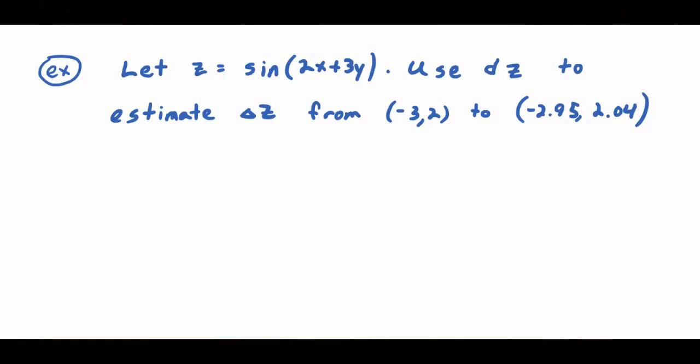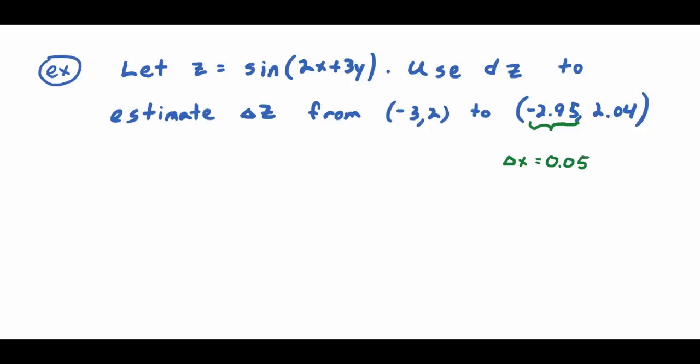Let's let z equal the sine of 2x plus 3y. Let's use dz to estimate the change in z, delta z, from negative 3, 2 to negative 2.95, 2.04. Okay, to check your understanding, can you tell me what delta x is? What's the change in x when it changes from negative 3 to negative 2.95? It's actually an increase, right? What's the change in x? 0.05.